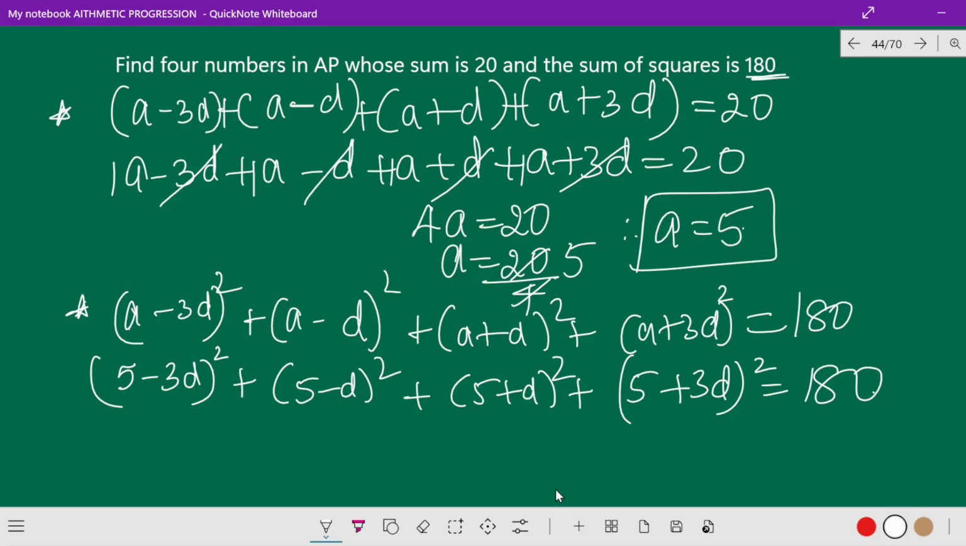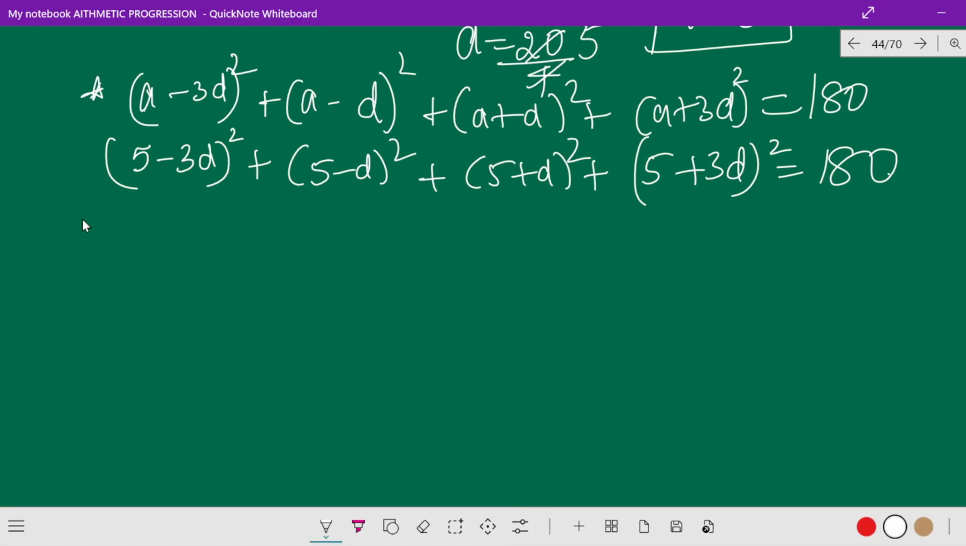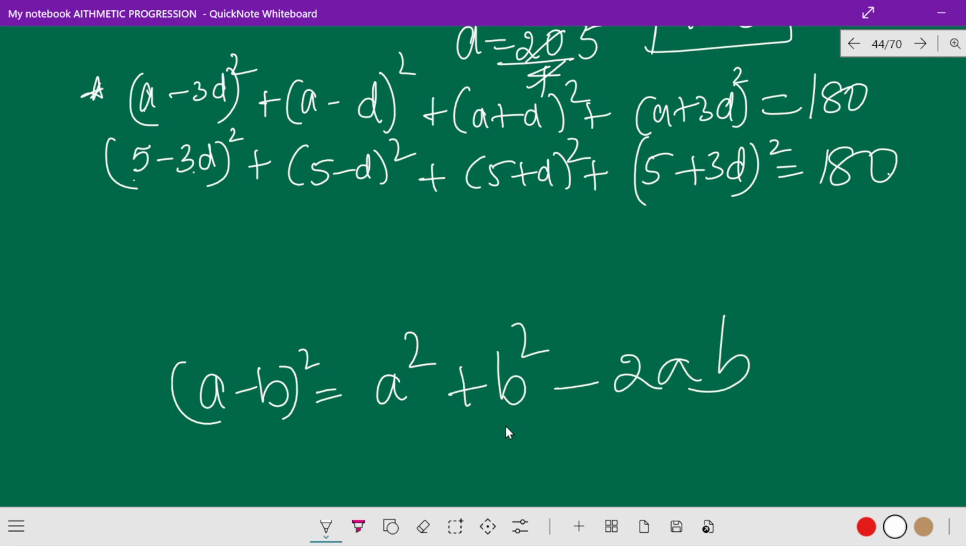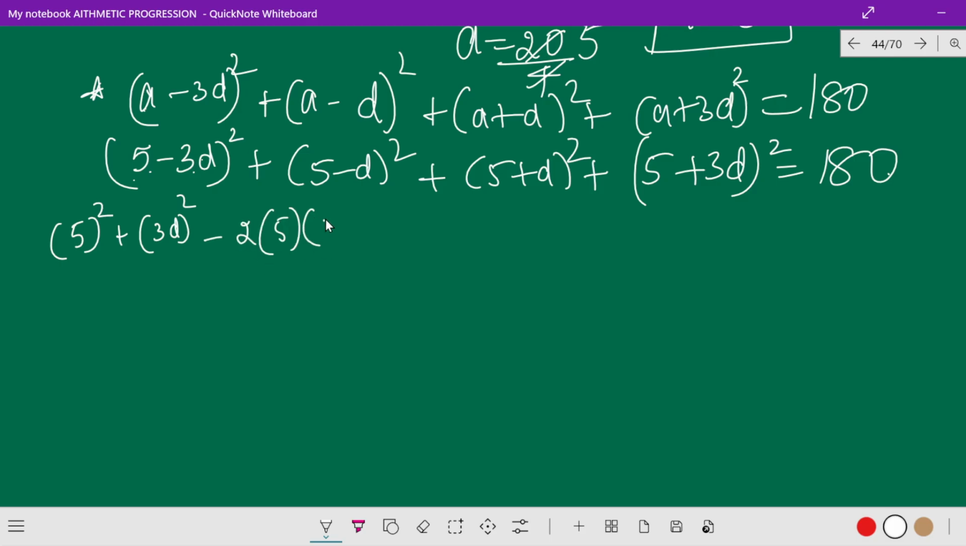Now you have to expand using the formulas. We know the formula of a minus b whole square is a square plus b square minus 2ab. There are shortcuts to apply the formulas, but you can do it however you like. Now I will take 5 square plus 3d whole square minus 2ab. Then for this one, 5 minus d whole square, the same formula applies.